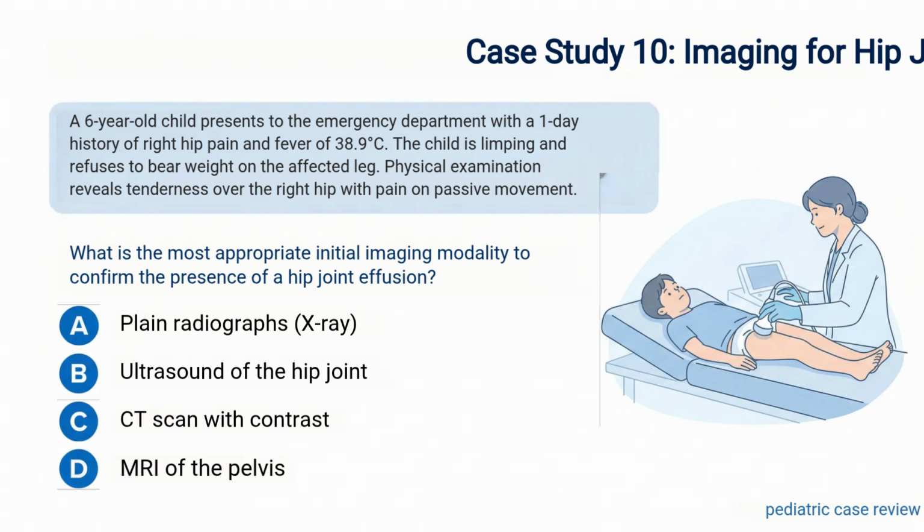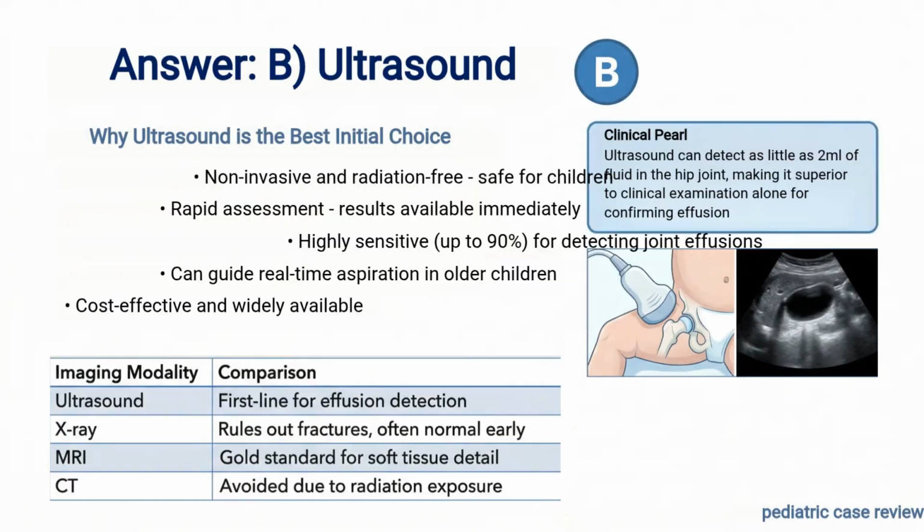Option A, plain radiographs, X-ray. Option B, ultrasound of the hip joint. Option C, computed tomography scan with contrast. Option D, magnetic resonance imaging of the pelvis. The correct answer is option B, ultrasound of the hip joint.